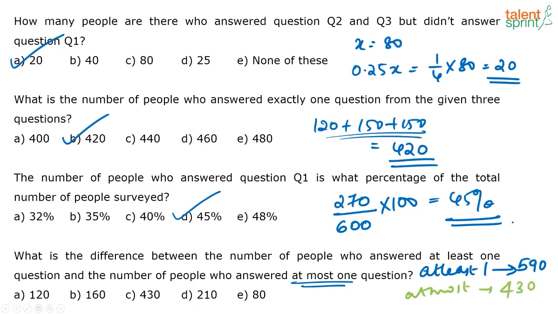Now what are they asking? What is the difference between these two? 590 minus 430. So 590 minus 430 is 160. So the answer here is option B, 160. Hope it is clear.